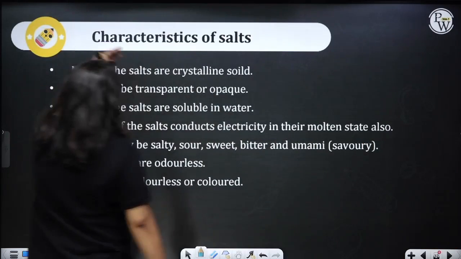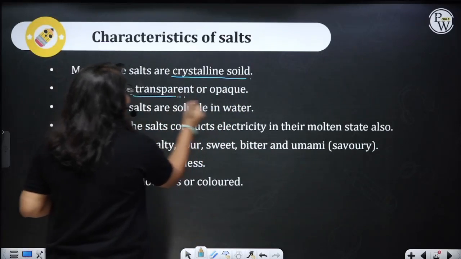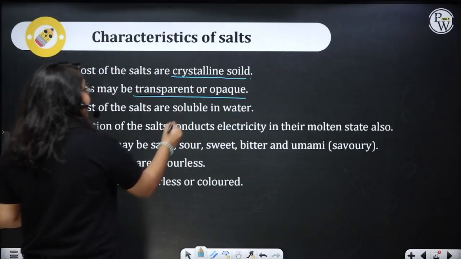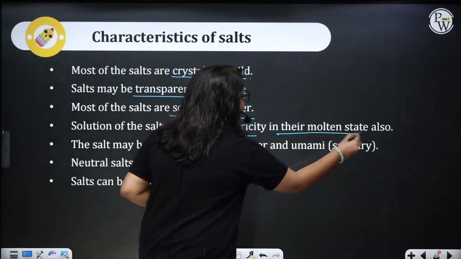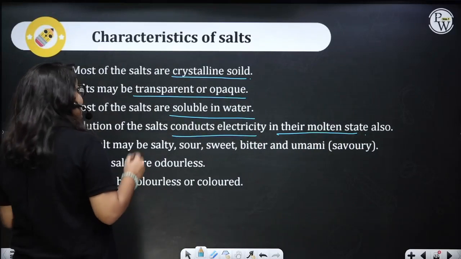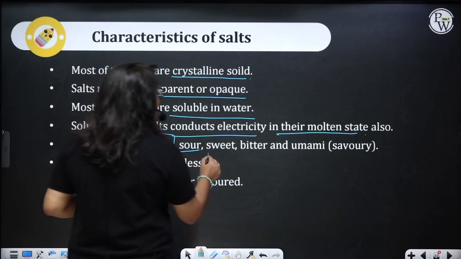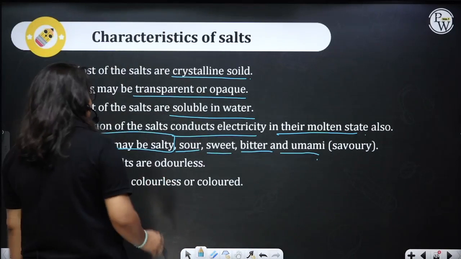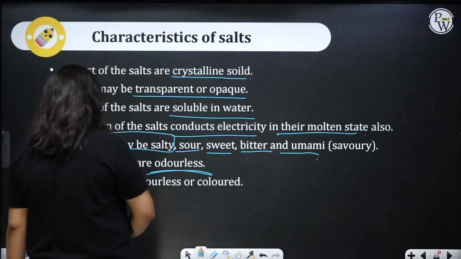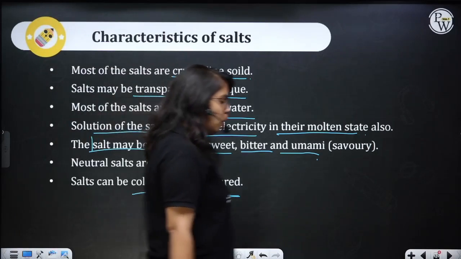And it is this sodium chloride which enhances the taste of the food. Now, what are the characteristics of salt? Salts are crystalline solids. They are transparent or opaque. Okay, they are soluble in water. They conduct electricity in their molten state. Okay, and it is not necessary that salt be salty. It can be sour, sweet, bitter, umami. It can have various different tastes, and it can also be odorless. And salts can be colorless or colored.